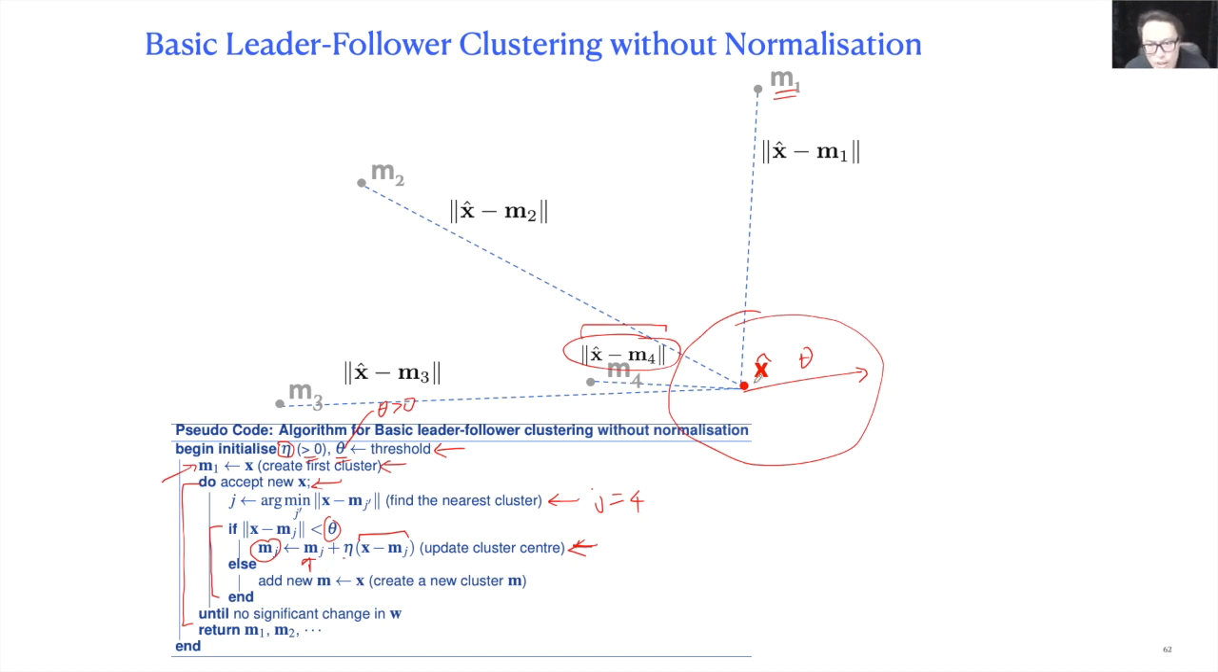So in this case, we will call this point M5 and then go back to the top. Now, we check whether this condition is satisfied or not. If there's a change in M, that is the centers, and if there's no change in the cluster centers, then we are going to stop and return all these M to be the cluster centers.